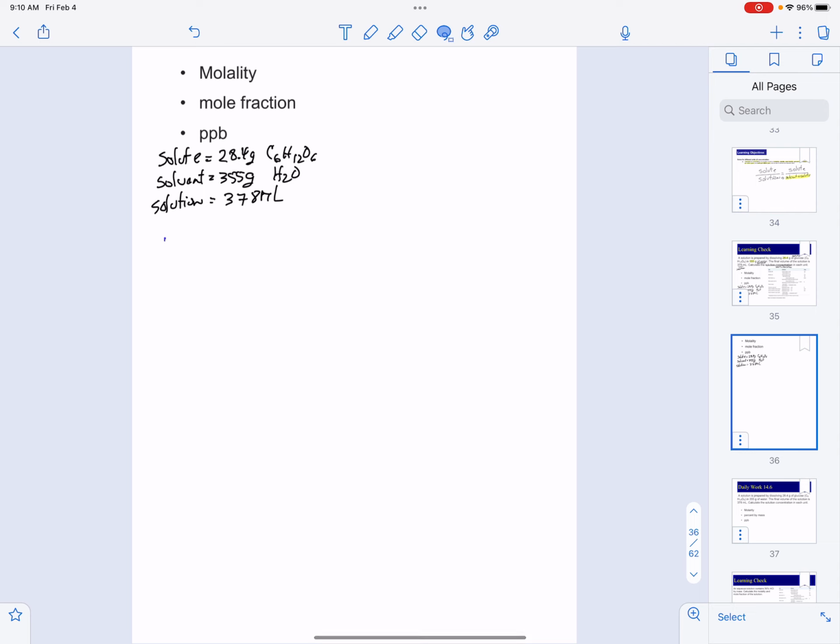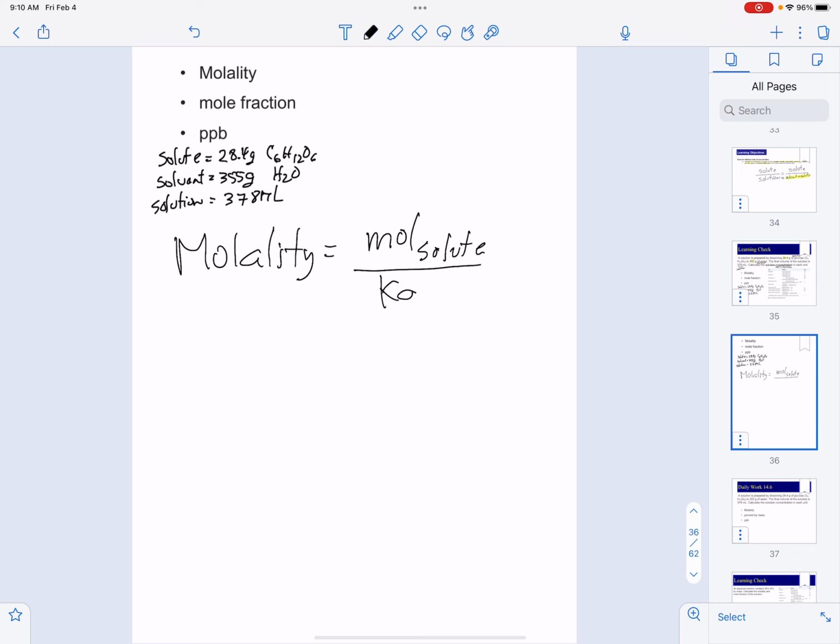So molality, let's start with that. Molality is the same as the moles of the solute over the kilograms of the solvent. So this is the only one where you are not dividing by the solution. So this is the exception to the rule. So moles of the solute divided by the kilograms of the solvent. So the solute is 28.4 grams, and we're going to need the moles, right?